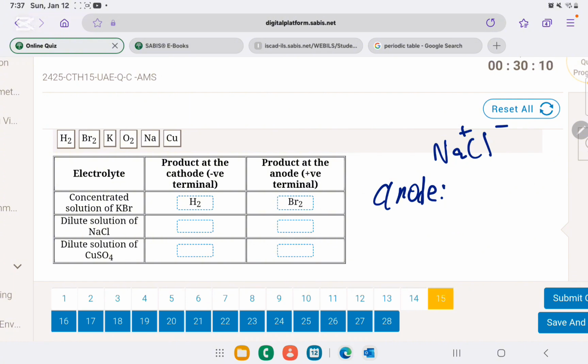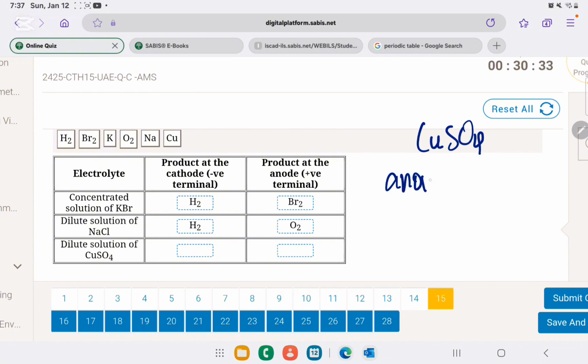No. So at the anode we're going to get oxygen. And at the cathode, first question was, does the solution contain Cu or Ag? No. So the product at the cathode is H2. So O2 and H2. Now last one, dilute solution of CuSO4.